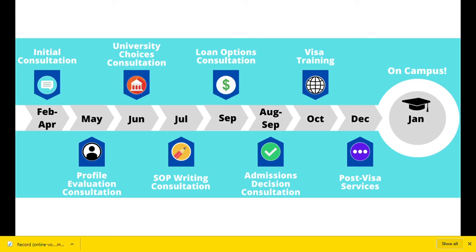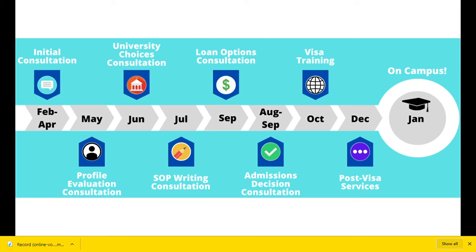Moving on, you'll want to have your profile evaluation consultation done somewhere in May. Going on to June is when you'll want to have your consultation about selecting the universities you would like to apply to. In July, if needed, you can have a statement of purpose writing consultation to help you with that in your applications.